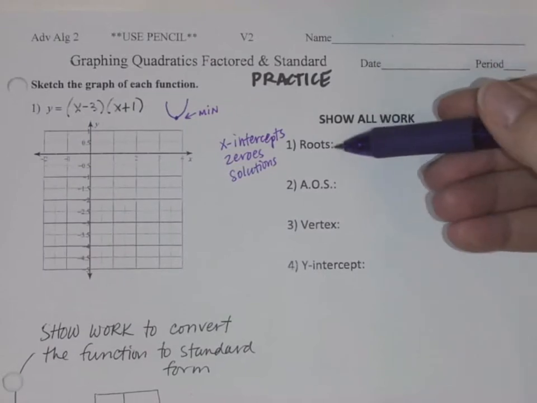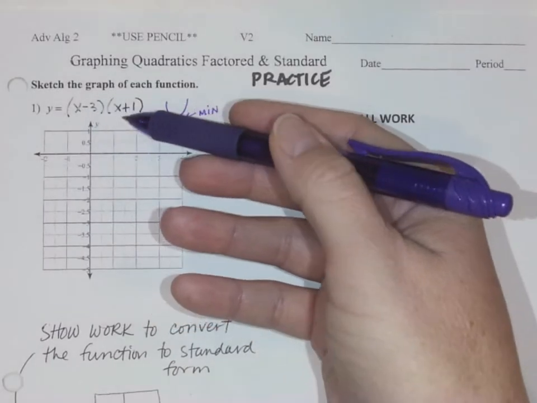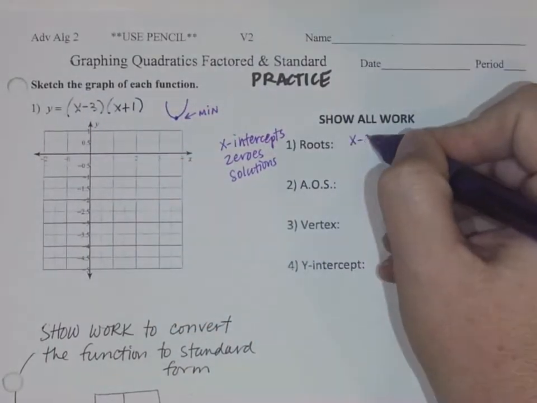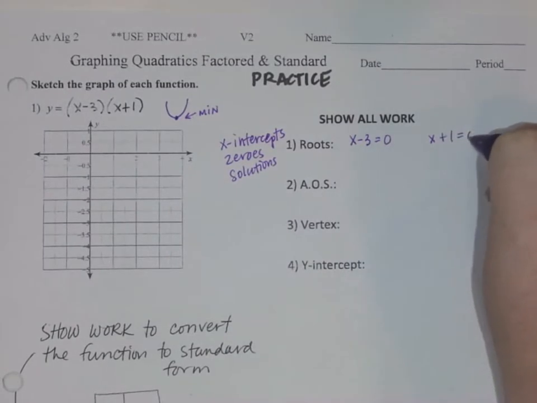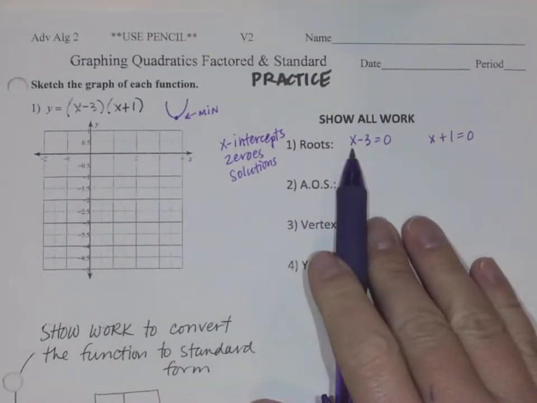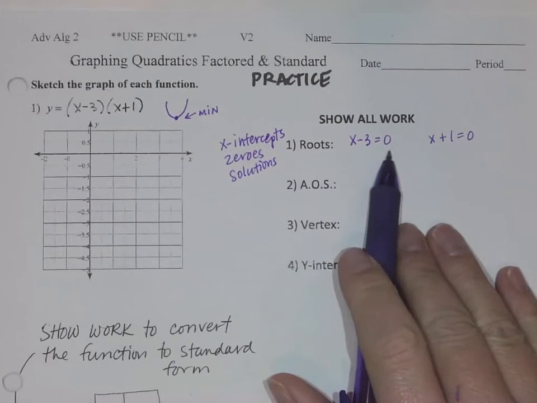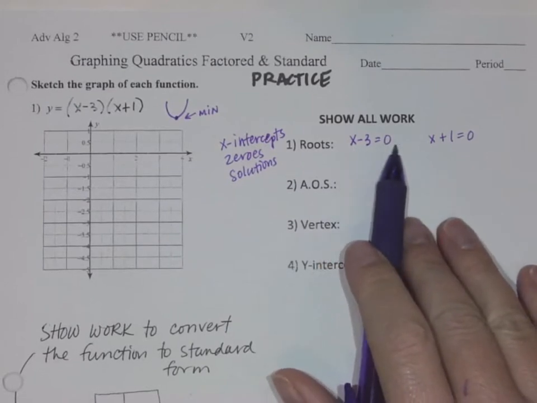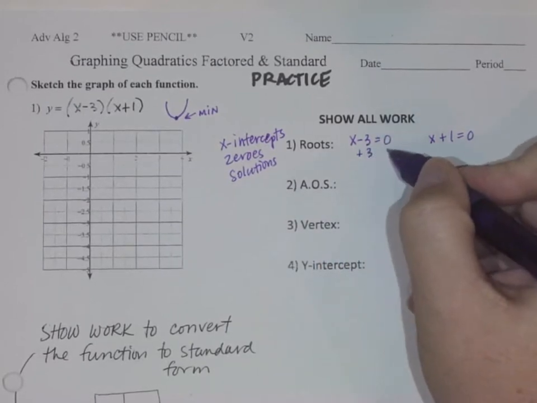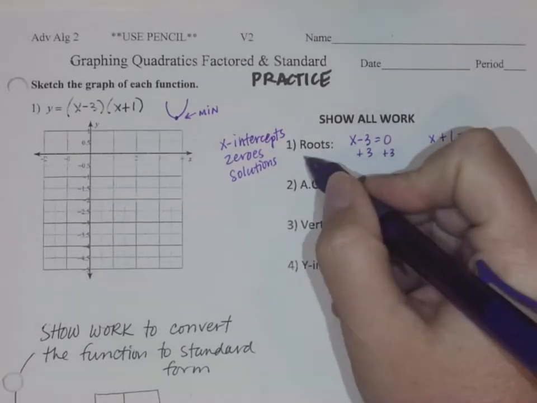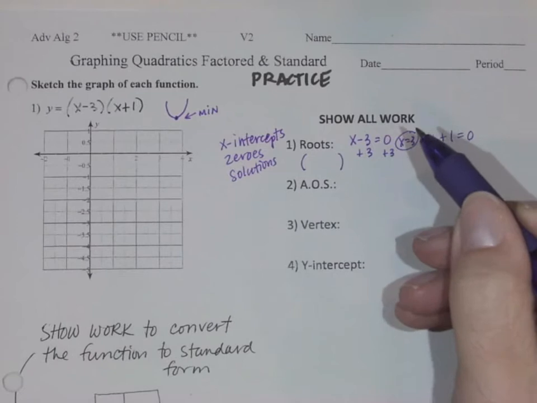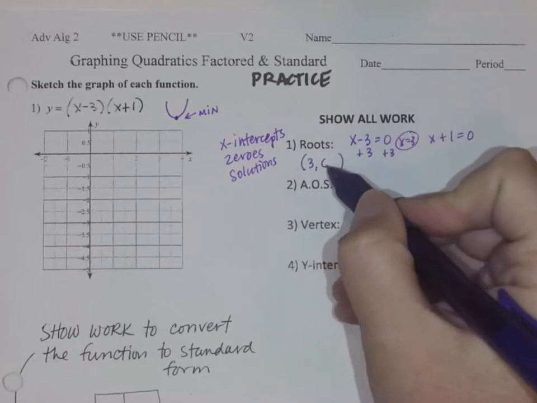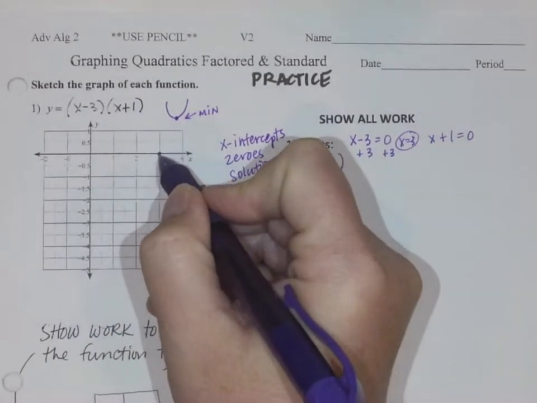So let's start by finding the roots, and to do that we would just set this binomial equal to 0 and this binomial equal to 0. We're just finding the x value that will make this statement true. To do that, I could add 3 to both sides. If I add 3 here and here, I would find out that one of my roots is x equals 3, and I'm going to write that as an ordered pair. That ordered pair would be (3, 0), and that's going to be plotted right here.